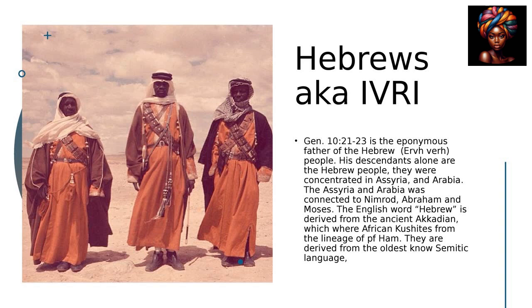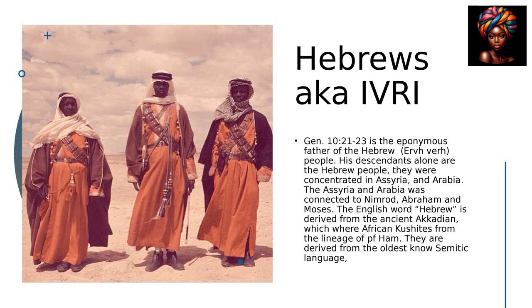Also found in Exodus 2, verses 6 through 7, and in Exodus 2:11, just all through the Bible. Hebrew, which is the term Eve, is not an English name. Hebrew is an English name, but not the actual ancient name for the people of the Eve land, or the Hebrew land. So anyways, as it says in Genesis 10:21 through 23, the eponymous father of the Hebrew or Eve people. His descendants alone are the Hebrew people. They were concentrated in Assyria and Arabia. So the Assyrian and the Arabian was connected to Nimrod, Abraham, and Moses.